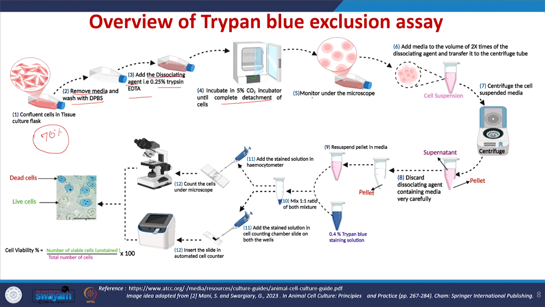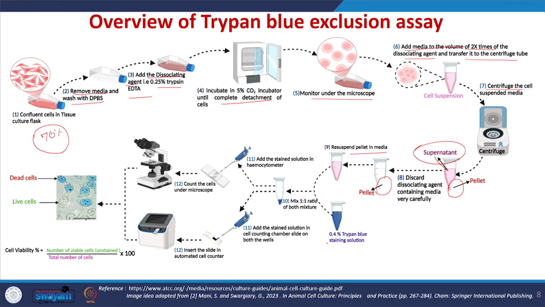You can check the cells under the microscope to confirm all the cells are detached. Once the cells are detached, add media to the volume of 2x times of the dissociating agent. Then transfer it to a centrifuge tube and centrifuge the cells. Once the cells are centrifuged, the pellet contains the cells and the supernatant contains the medium as well as the dissociating agent. We have to discard the supernatant very carefully without disturbing the cell pellet. Then the cell pellet can be resuspended in media.